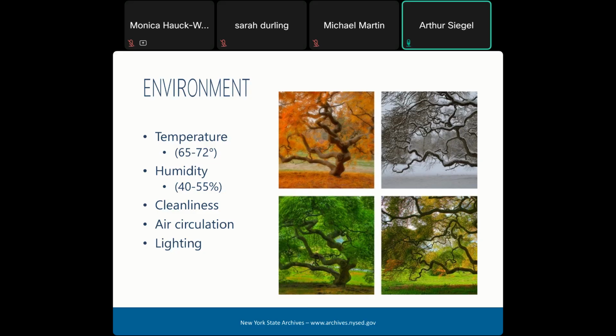Temperatures and humidity, I should point out, should have minimal fluctuations because continuous expansion and contraction can make paper brittle and cause the deterioration of things like film. So it's always important to make sure that you keep a constant monitoring of the temperature and the humidity levels to make sure that they're not fluctuating too much.